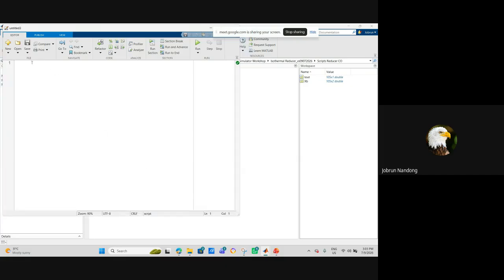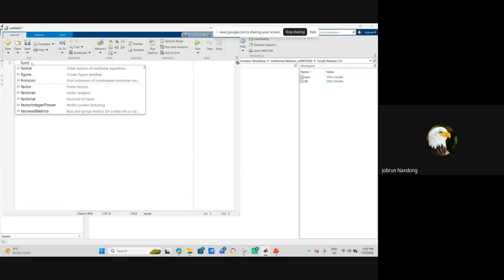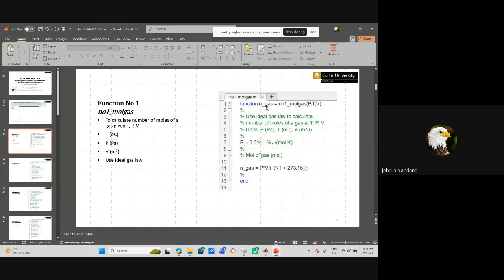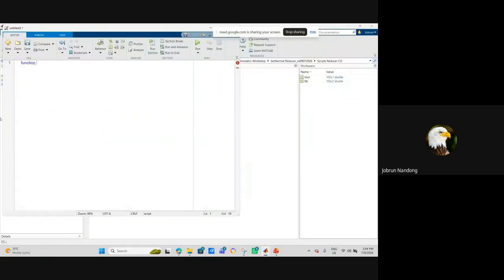Then here to create a function, you start with the word function first. Function, for example, in this case. Function name, then after that, followed by the name of the variable. The variable here is the guess, number n to indicate the number of mole for the guess. But you can use a different name as well, n mole, for example, or whatever you want to call it.